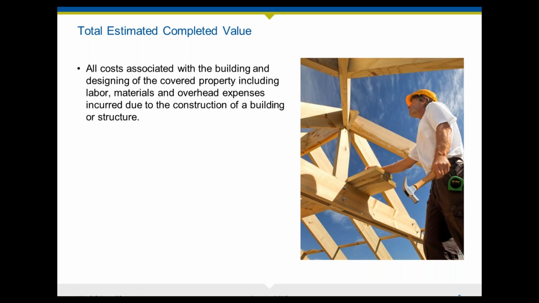Builders Risk is based on a total completed value. So the value on the policy consists of all costs associated with the building and designing of the covered property. This includes the labor, materials, and overhead expenses incurred due to the construction of a building or structure. So a few things to keep in mind when considering the completed value. You want to review the coverage form for any co-insurance clause. That's extremely important when you are writing for the completed value.